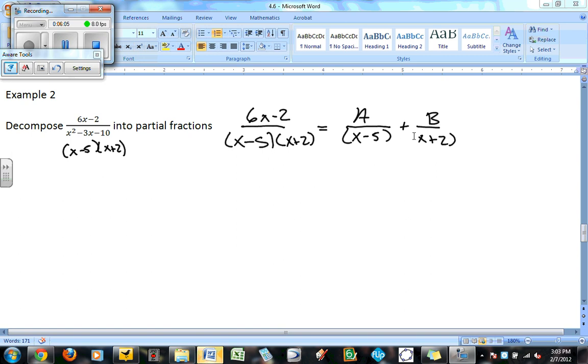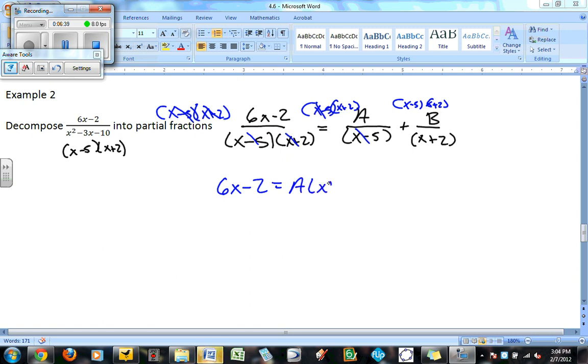Again, to eliminate our denominators, to eliminate the fractions, we're going to multiply by the least common denominator. So we're going to multiply every single thing by x minus 5 and x plus 2. When we multiply these, we can look diagonal and cancel out. In this case, they all cancel out, so I'm just left with 6x minus 2. The x minus 5's cancel out, so I have equals a times x plus 2. And in this one, my x plus 2's cancel out, and I'm left with b times x minus 5.